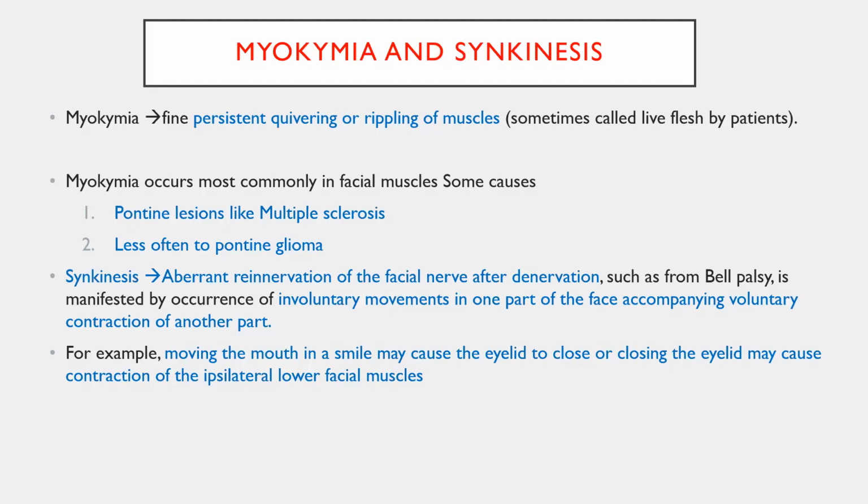So let us come to the myokymia and synkinesia. Myokymia is fine, persistent, quivering or rippling movement of the muscle, sometimes called live flesh by the patient. Most commonly we see pontine lesions like multiple sclerosis that is affecting the pons, especially facial nucleus. And in case of pontine glioma also we can see. And other entity is synkinesia. Synkinesia is like aberrant reinnervation that is co-activating multiple parts of the same innervated muscles of the nerve. Say for an example, post Bell's palsy, if a patient wants to move the orbicularis oris to one side, meanwhile patient's orbicularis oculi also get activated. So whenever patient tries to smile, eye closure will occur. That is called synkinetic movement. This is mainly secondary to the aberrant reinnervation.